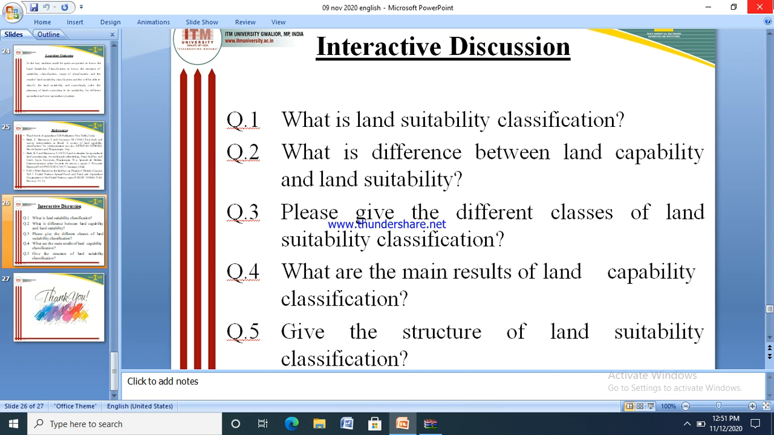Now this is about the video introduction. These are some questions which can be discussed. What is land suitability classification? What are the differences between land capability and land suitability? And please give the different classes of land suitability classification. What are the main results of land capability classification? Give the structure of land capability classification. So for these five questions you must go through the uploaded video, and we will discuss in detail during the webinar class. Thank you very much.